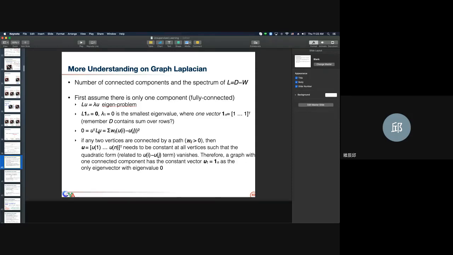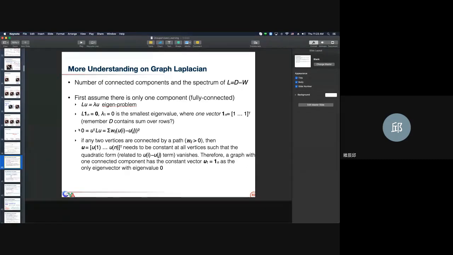Now if this U is an eigenvector of L, and if U is the eigenvector related to the smallest eigenvalue, then this term will be equal to 0.